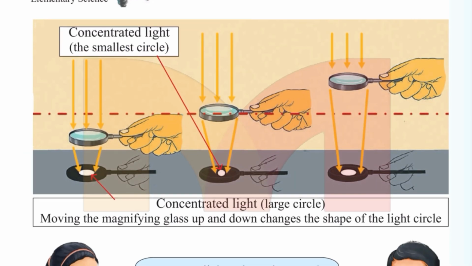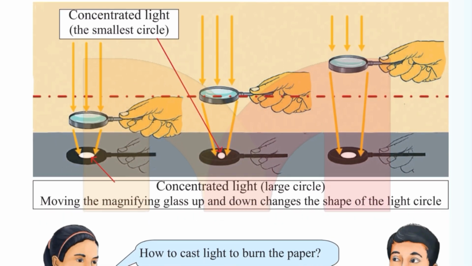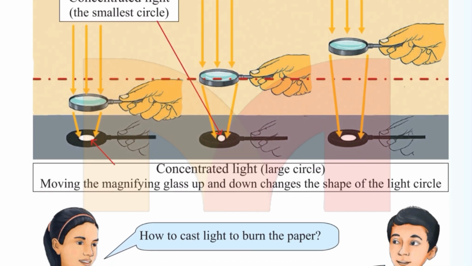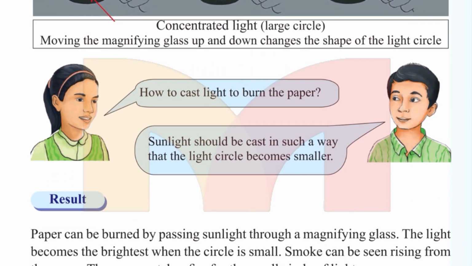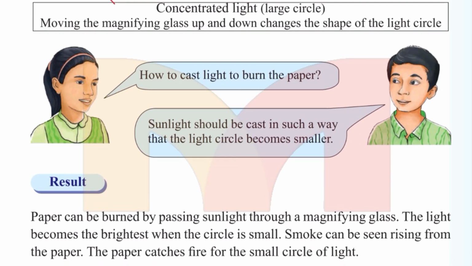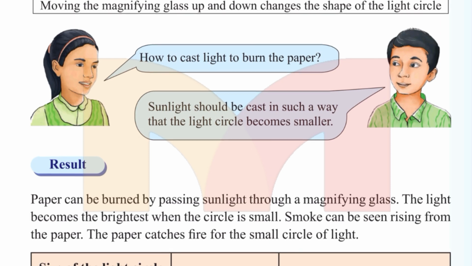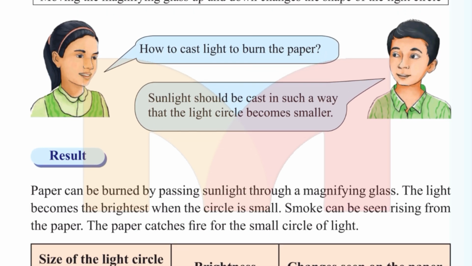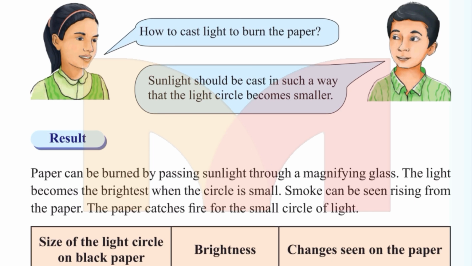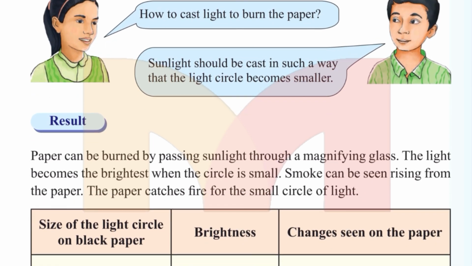Here is the image. Concentrated light, large circle. Moving the magnifying glass up and down changes the size of the circle. How to cast light to burn the paper? Sunlight should be cast in such a way that the light circle becomes smaller. Result: paper can be burned by passing sunlight through a magnifying glass. The light becomes the brightest when the circle is small. Smoke can be seen rising from the paper. The paper catches fire for the small circle of light.